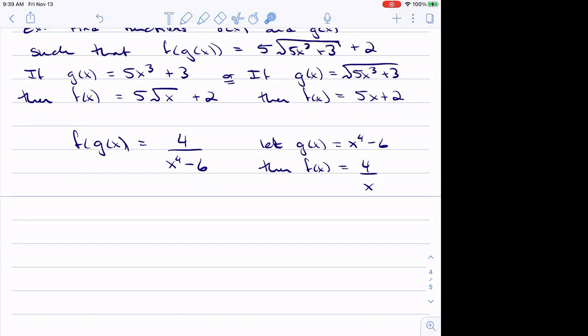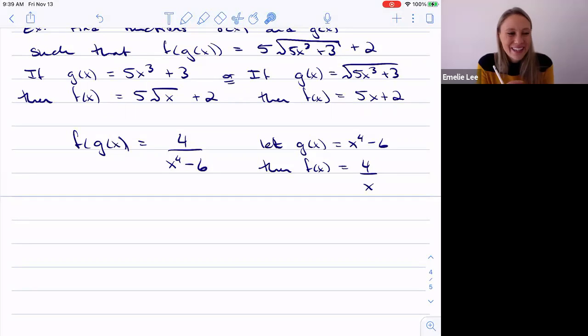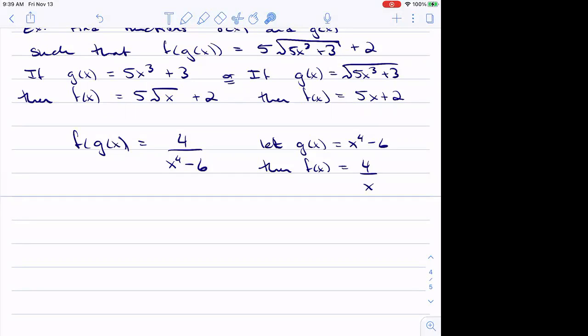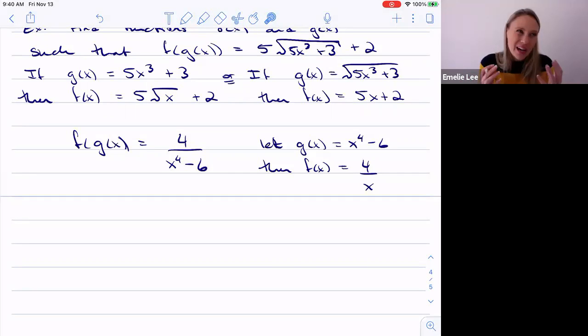Is another possibility for this, 4 over x to the 4 minus 6, would another possibility be 4 over x squared with g of x being, I don't know, like a difference of squares? Or no, wait, no, 6 does not really. I would probably err on the lazy side. Okay, fair enough. But yeah, there are a lot of wild, crazy things that we could do.